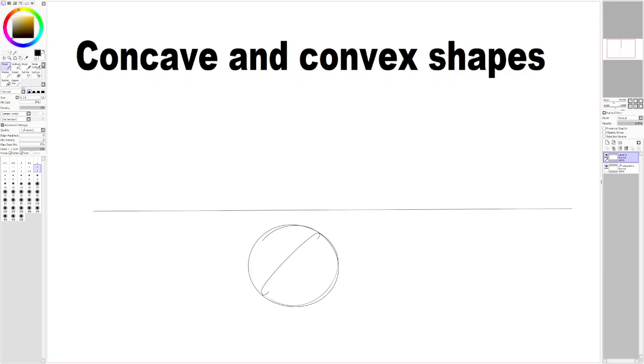And concave and convex. So concave is if it was kind of going in, like there was something falling in. And there are many ways to do this, and I thought the best way would be to draw a pole on our sphere. Let's do concave first, so it's kind of like falling in.